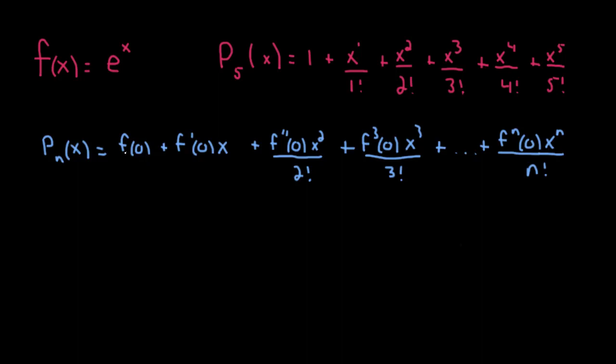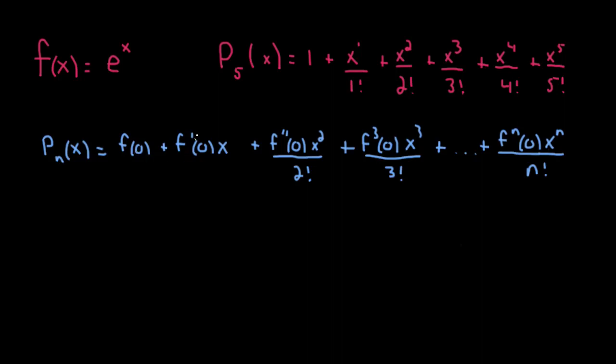Okay, so the f refers to the function you're trying to approximate. 0 is going to be the center of our polynomial. And it turns out you can shift this center around. I will get to that later, probably not in this video, but another one.